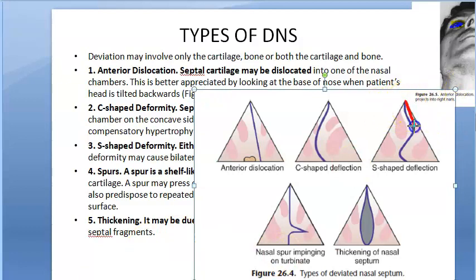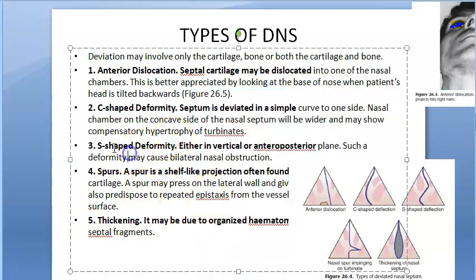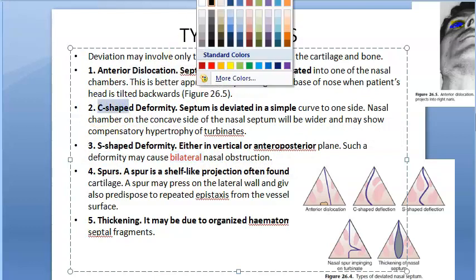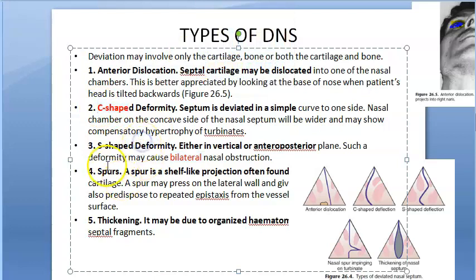You can see here the S-shaped deflection. So it is kind of obstructing both the chambers. S-shaped deformity can be either vertical or transverse. So the deformity may cause bilateral nasal obstruction. That makes sense, right? The C-shape will be the unilateral one and the S-shape will be the bilateral one.